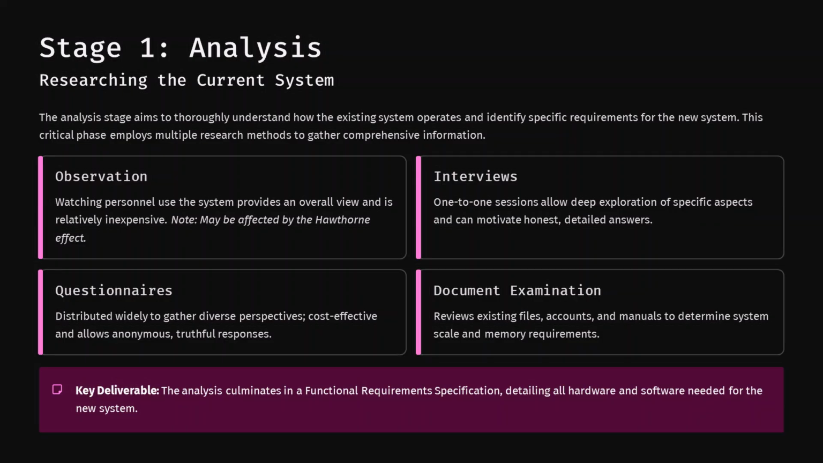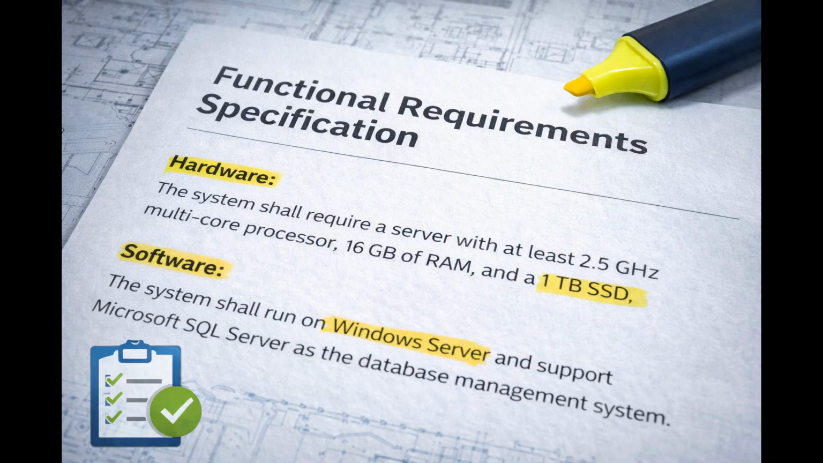At the end of the analysis stage, there is a critical deliverable you need to know about: the functional requirement specification. This is essentially a detailed document that lists all the hardware and software requirements needed for the new system. It's like a shopping list and blueprint combined. This document is absolutely vital because it guides everything that happens in the next stages. Without a clear requirement specification, the design team wouldn't know what to build.